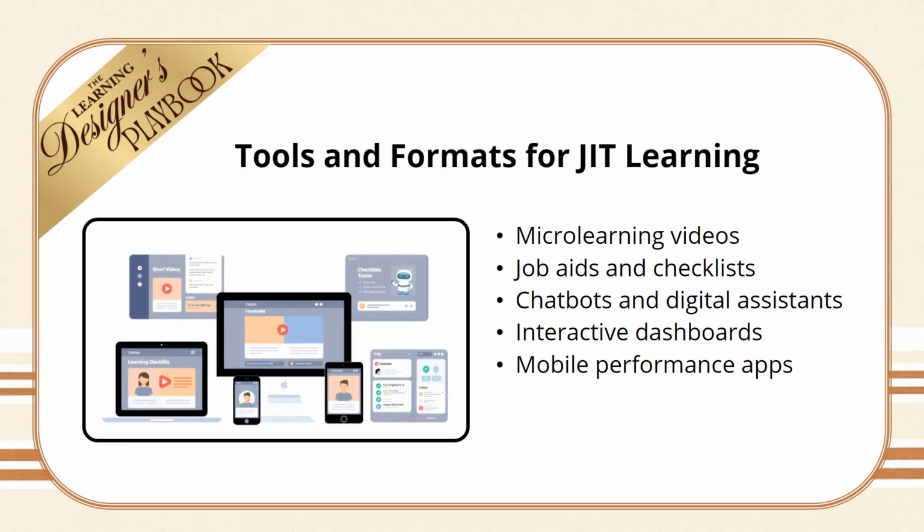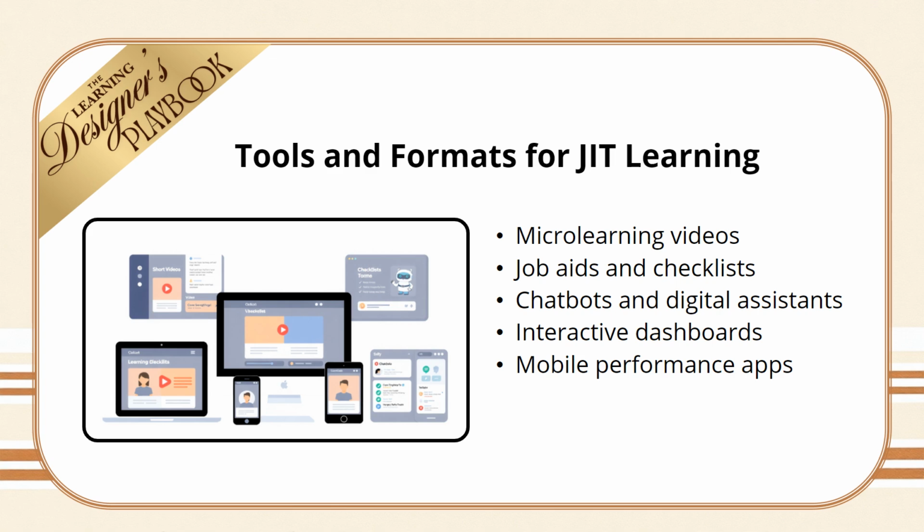Just-in-time learning can take many forms, depending on the organization's needs and resources. Microlearning videos are among the most common. They deliver quick, targeted bursts of instruction. Job aids and checklists provide fast reference materials employees can use while working. Chatbots and digital assistants offer immediate conversational guidance powered by AI. Interactive dashboards display performance data, progress tracking, and contextual links to resources. Mobile performance apps bring all of these tools together into one accessible hub.